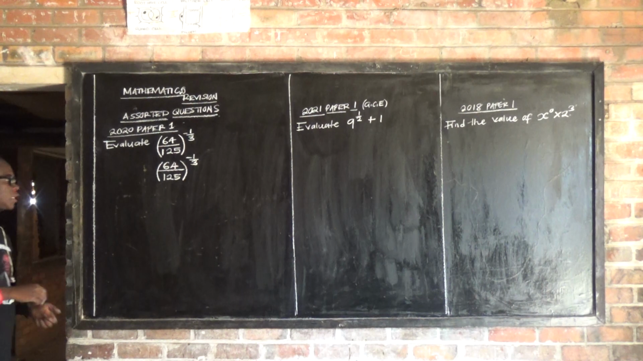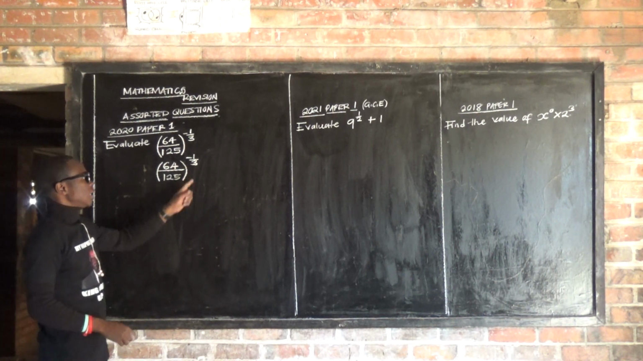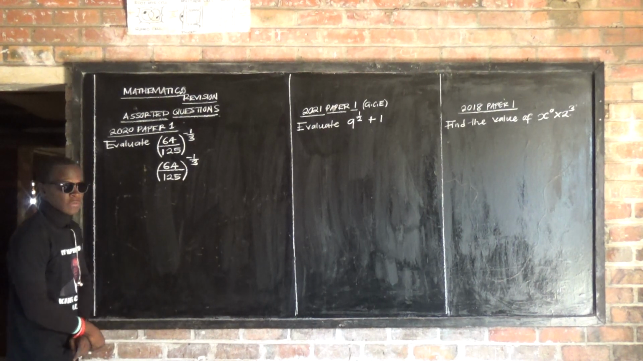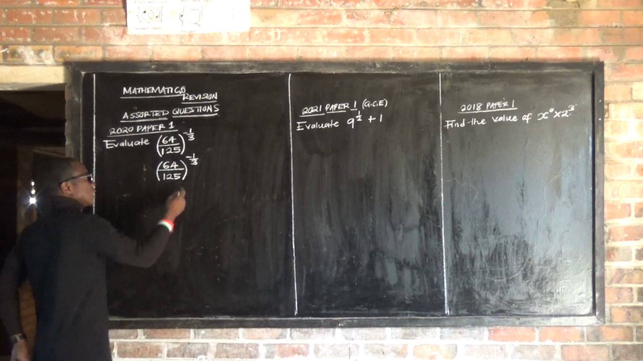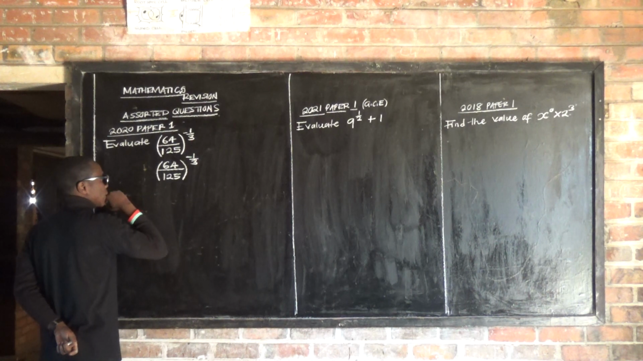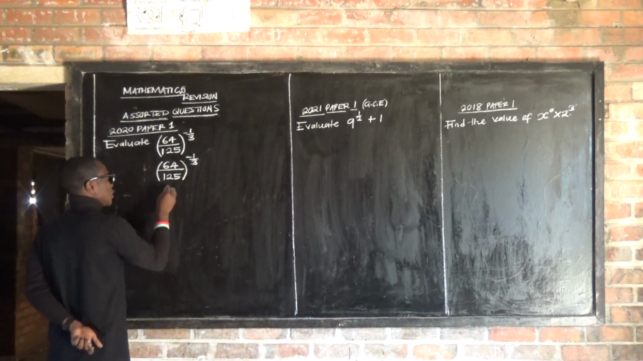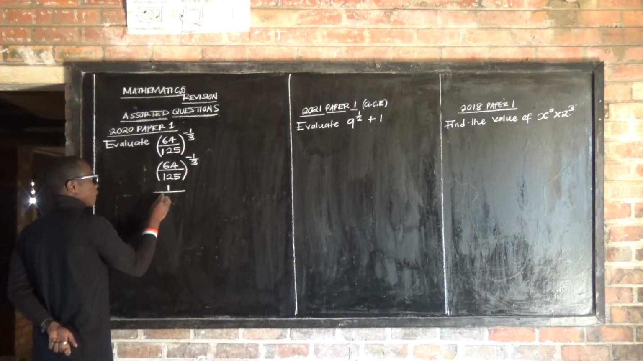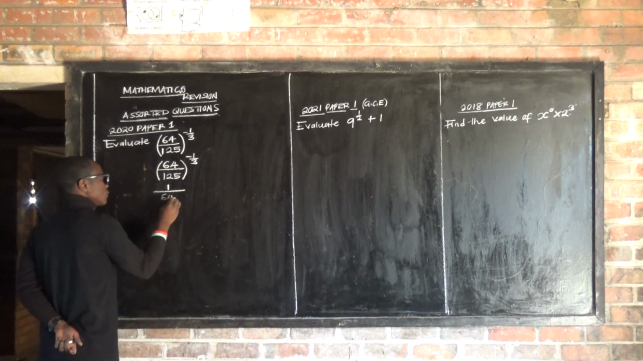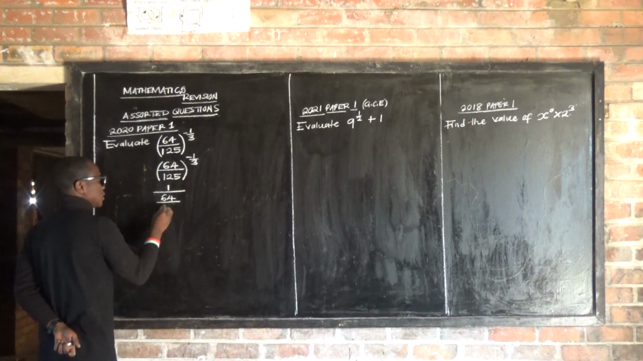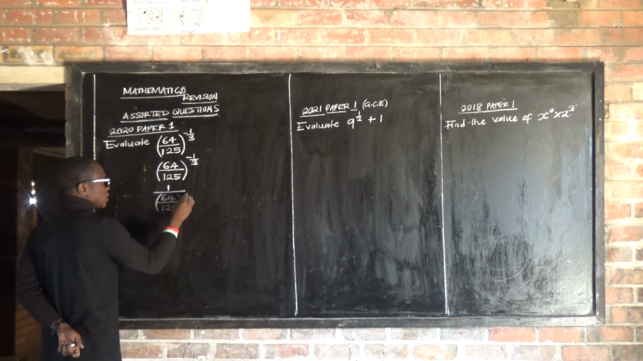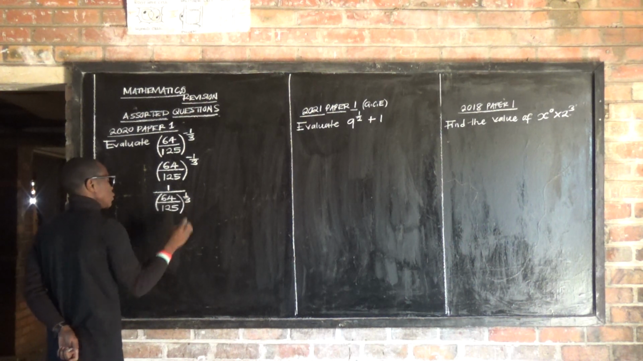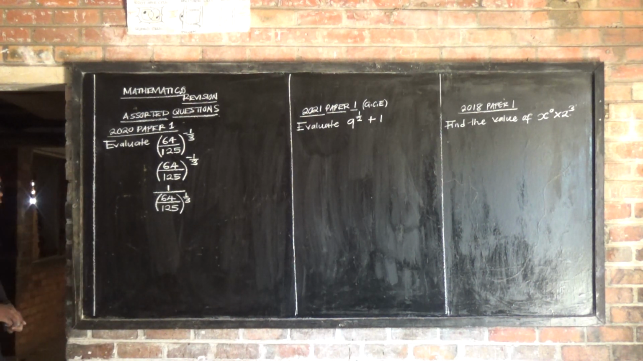Okay? So remember what I said, when handling such questions, the first thing you need to do is ensure that the index or the power is positive, not negative. So how to write this index as a positive index? We say 1 over 64 over 125 raised to the power 1 over 3. So this one has become a positive one, right?